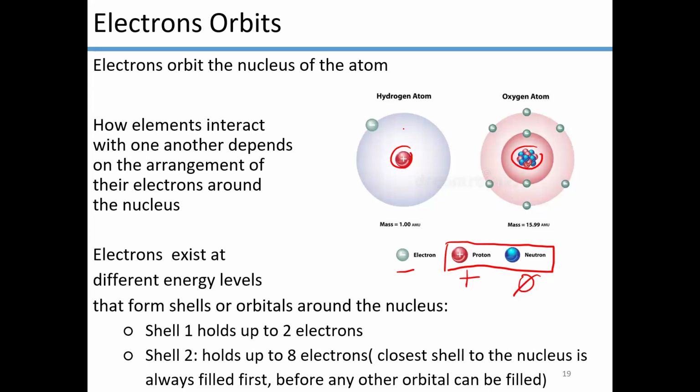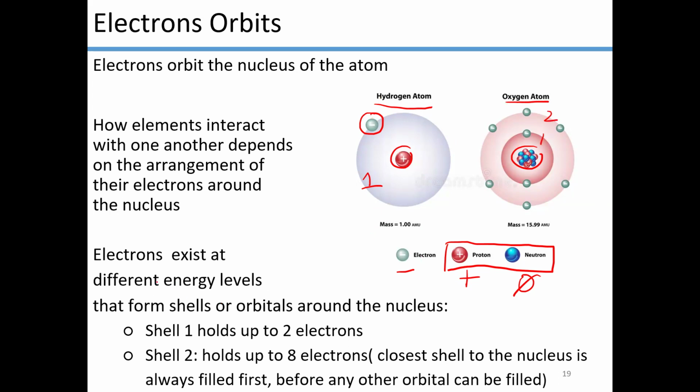Depending on how many electrons we have, it's going to tell us how many shells or orbits we're going to have. In this case, our hydrogen atom has a single electron, meaning that it's only going to be in the first shell or first orbit. Our oxygen atom has 1 and 2 shells.